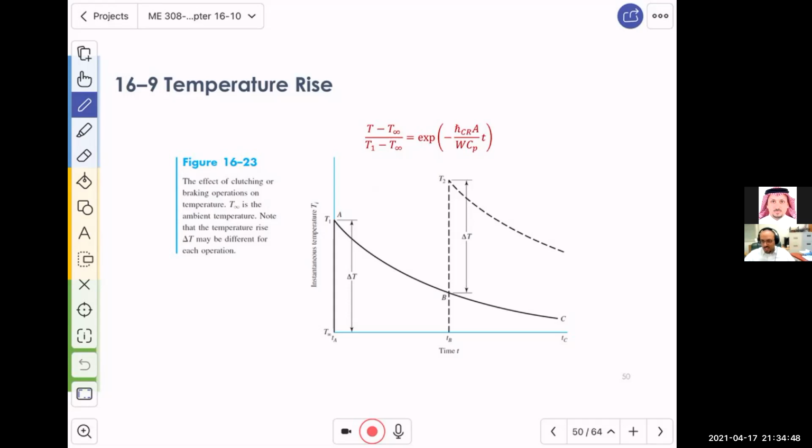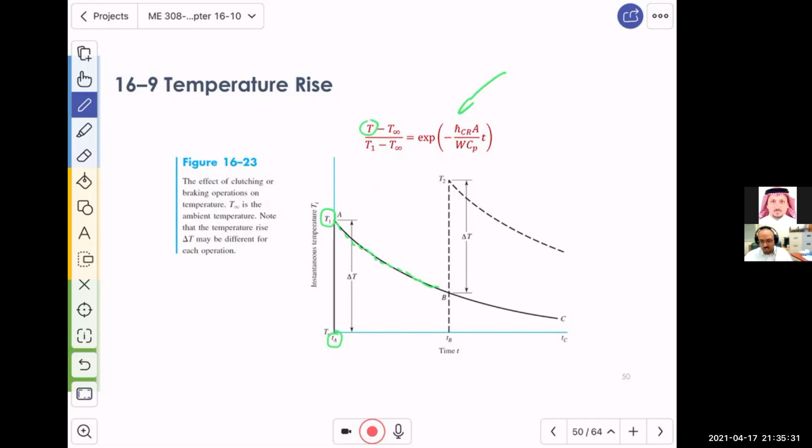So let's assume that now the temperature of the frictional material is T1. This is now at time TA. At time TA, you push the brake, and then you keep driving your car. So what happened? The expression follows Newton's cooling law. It's an exponential law, and it says that the change of the temperature with time, as time passes, is in exponential fashion. So as you see, the temperature starts to decrease exponentially.